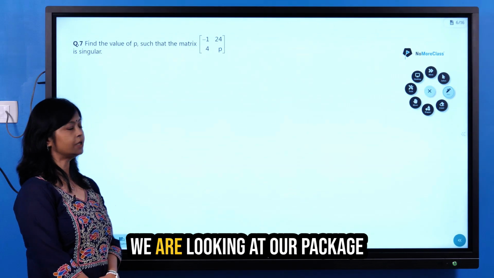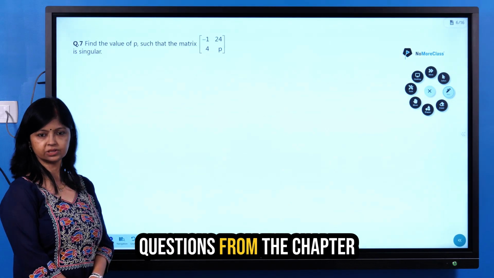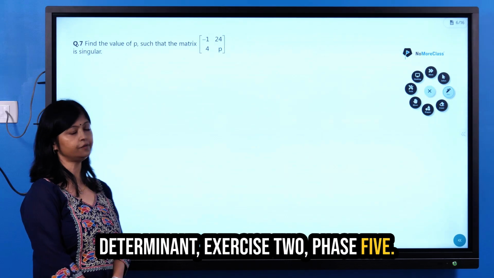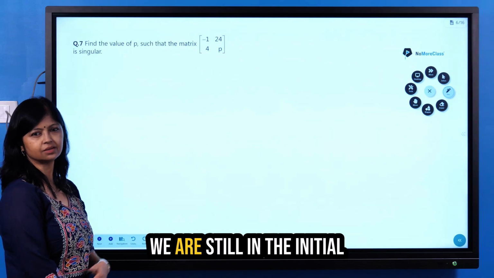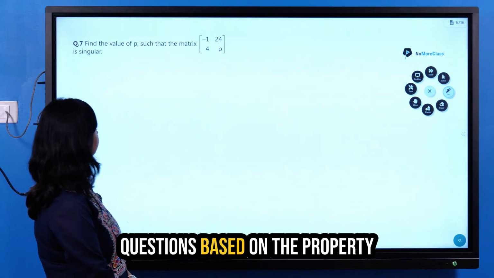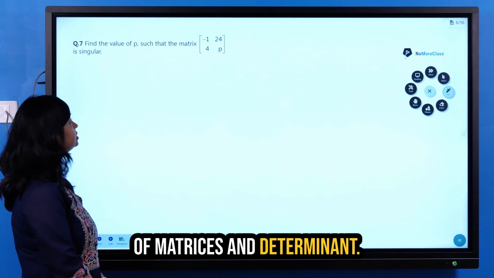Hello everyone. We are looking at our package questions from the chapter Determinant, exercise 2 phase 5. This is question number 7. We are still in the initial questions based on the property of matrices and determinant.